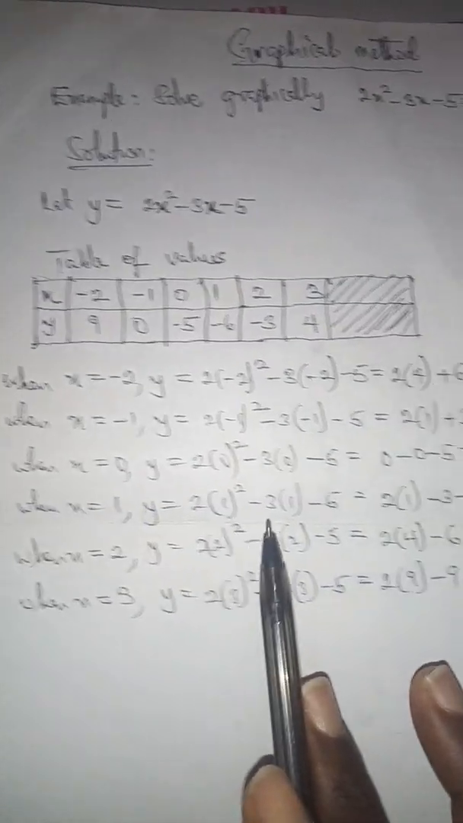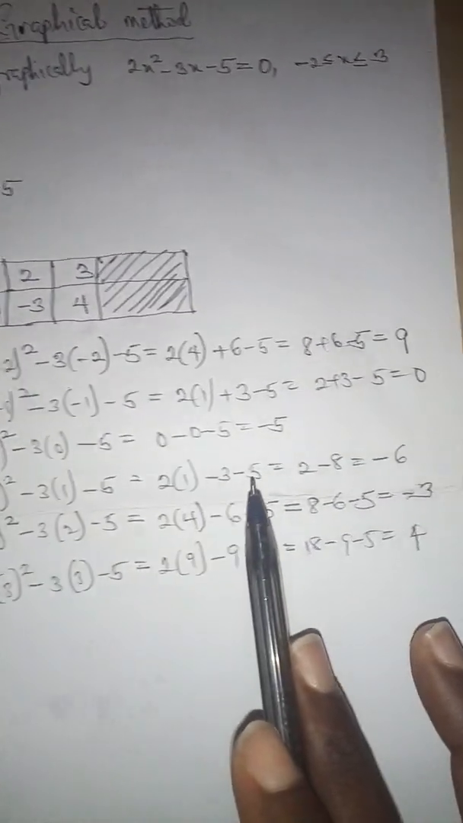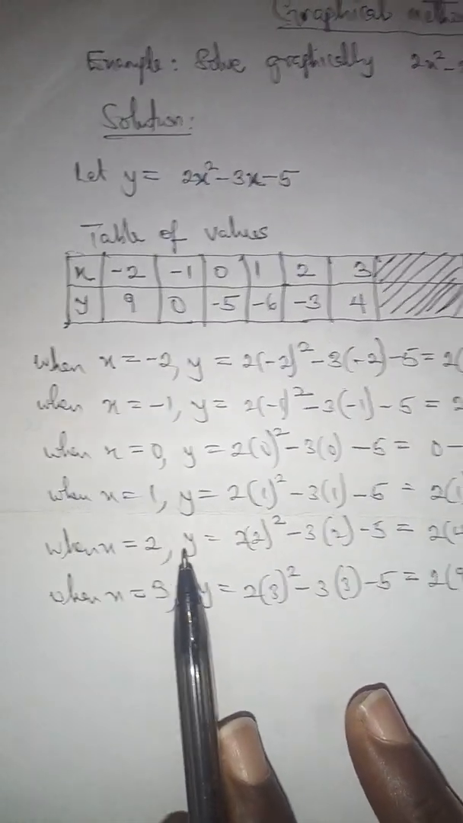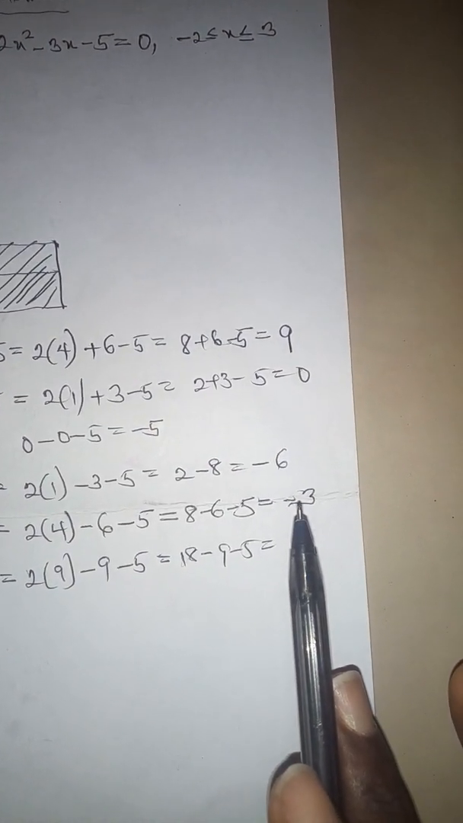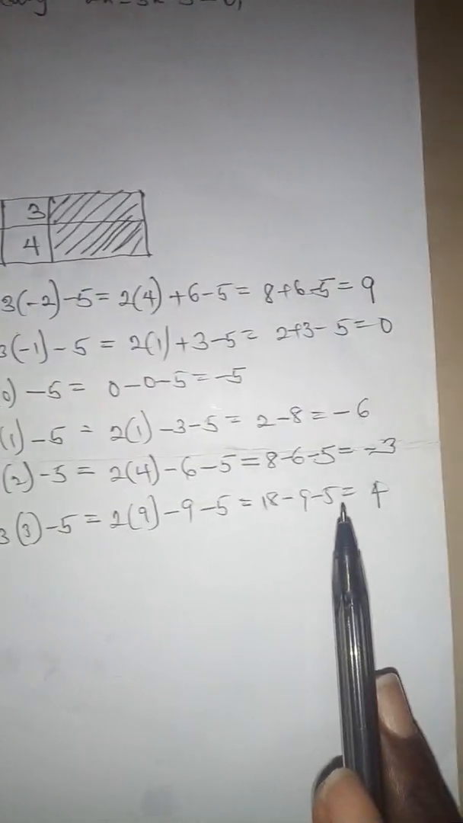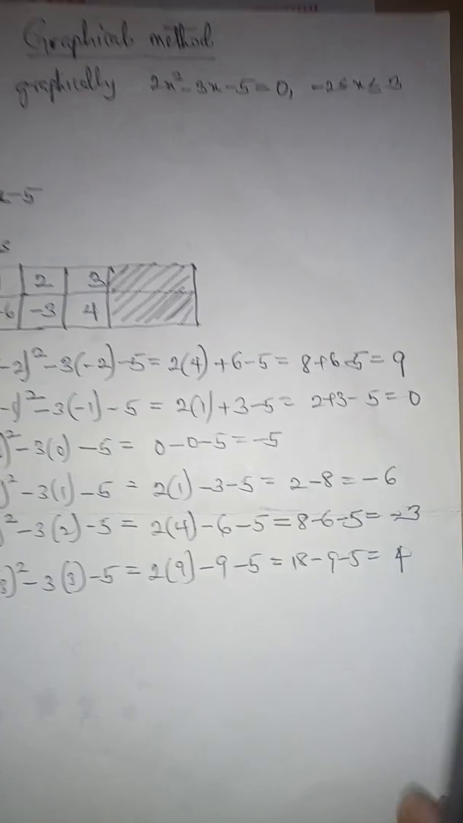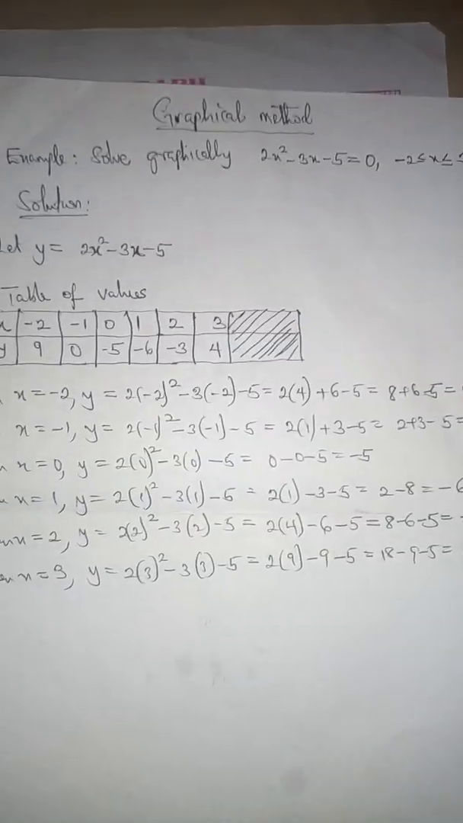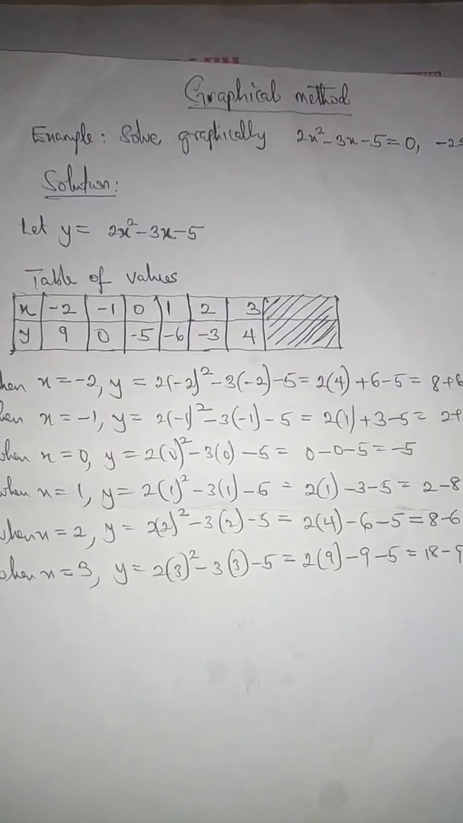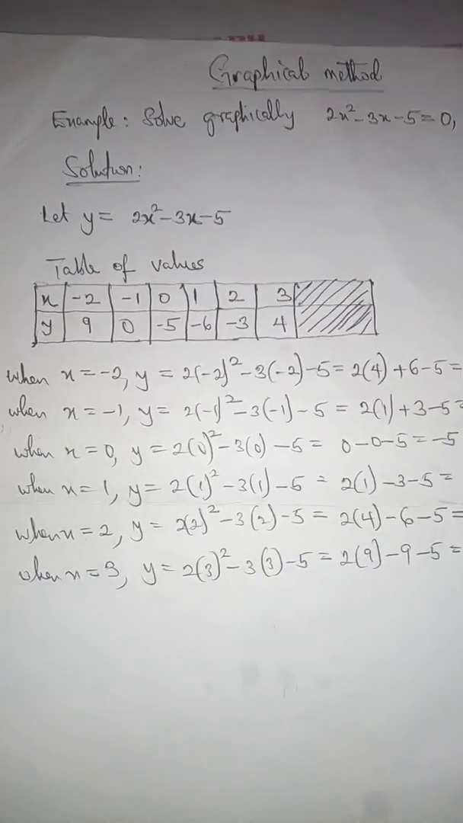And when x is equal to 0, the corresponding value of y is minus 5. When x is equal to 1, you do your calculation and the corresponding value of y is minus 6. When x is equal to 2, you go through the same process, you get y to be minus 3. And when x is equal to 3, you get the value of y to be 4. So now we shall move on to plotting of the graph, which is the second stage of solving a quadratic equation using the graphical method.